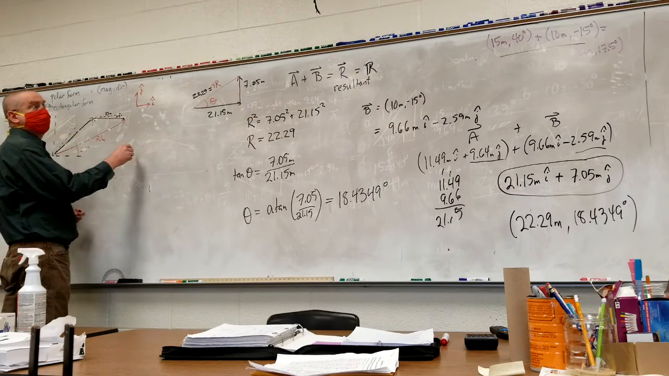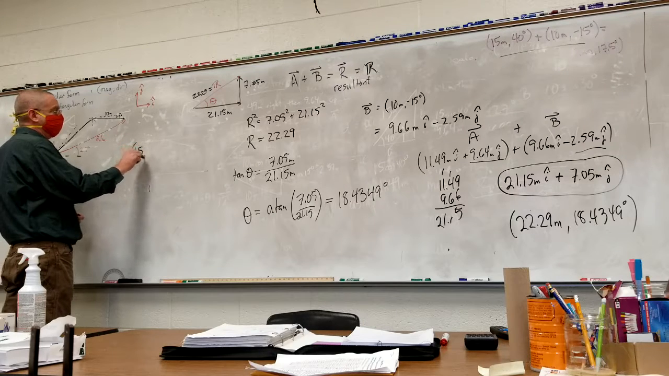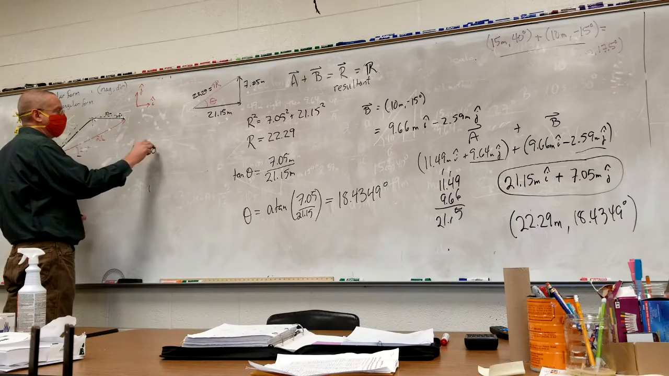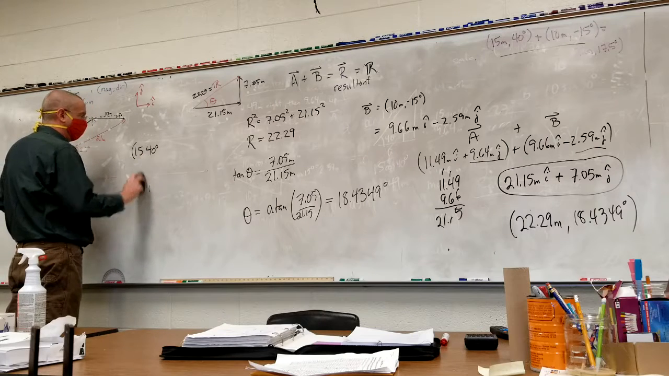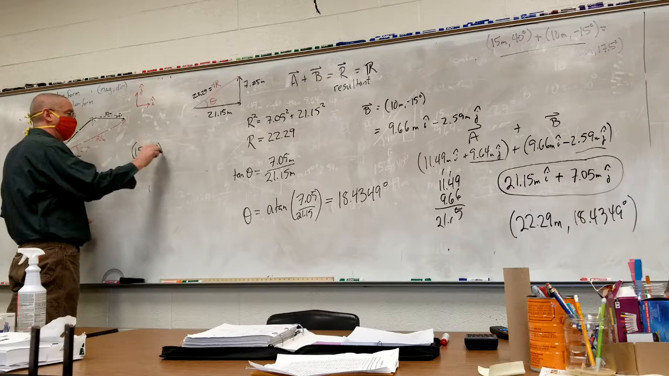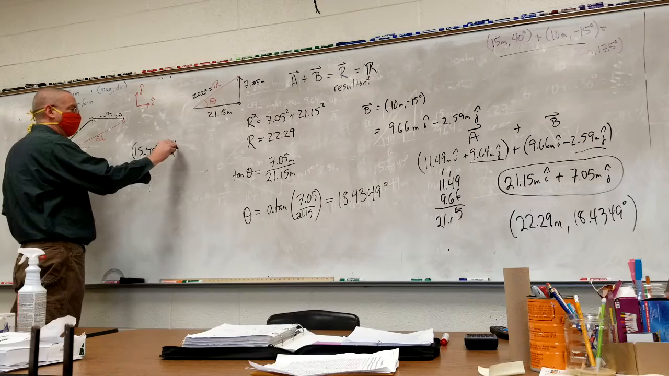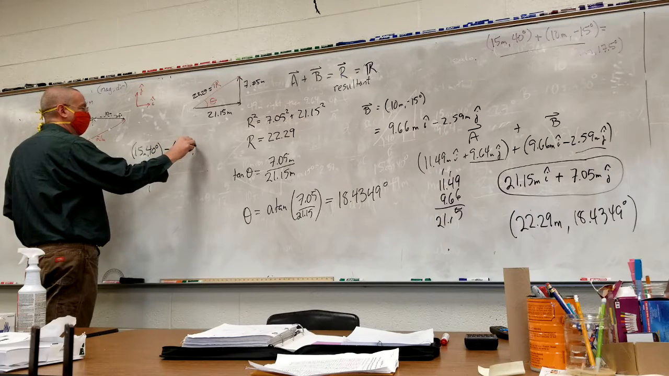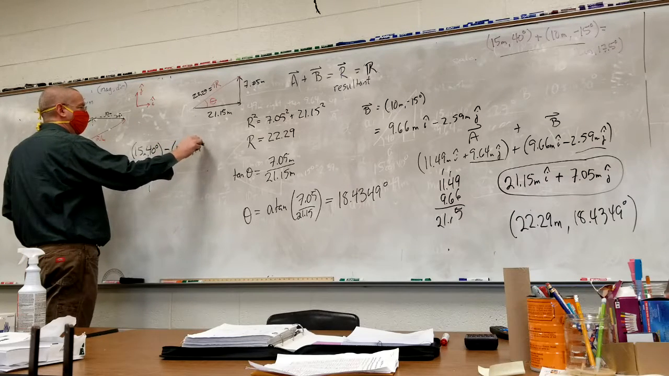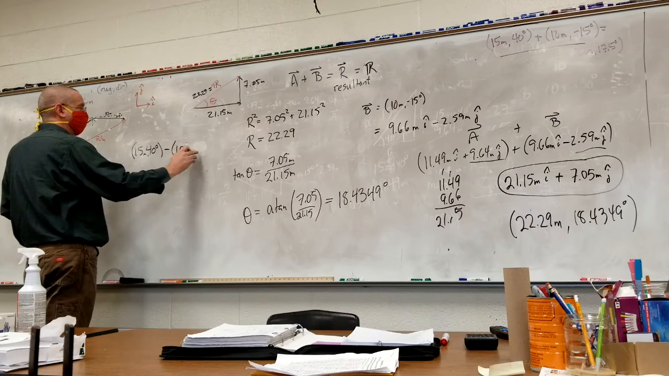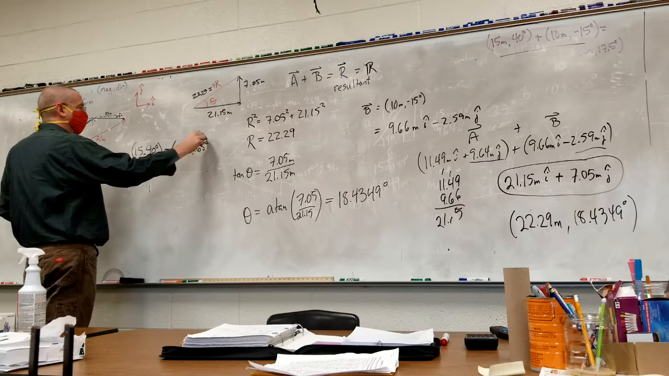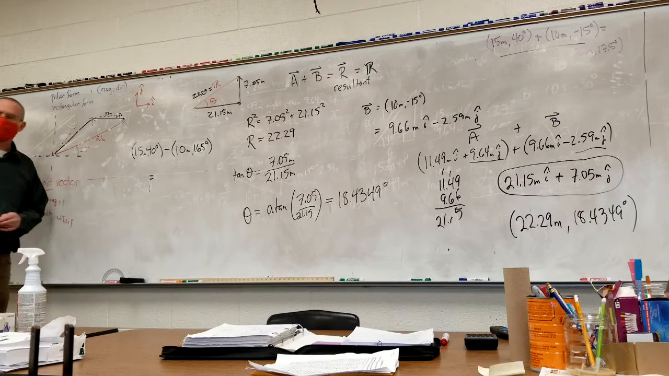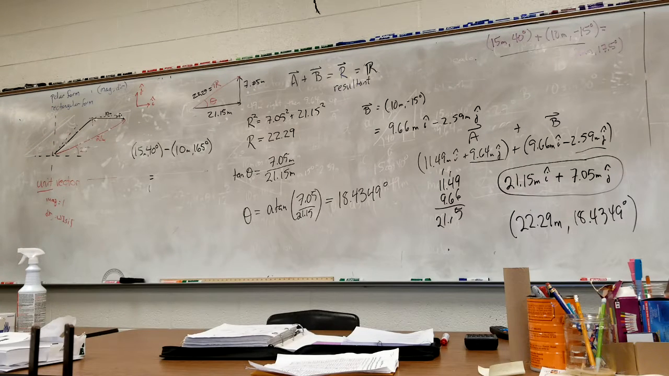All right. So if I did 15 meters, 40 degrees, minus 10 meters, 165 degrees. How do you deal with subtraction? What does the negative mean?